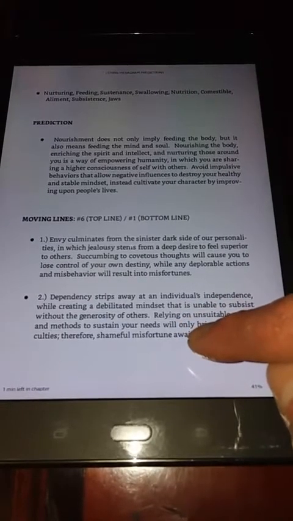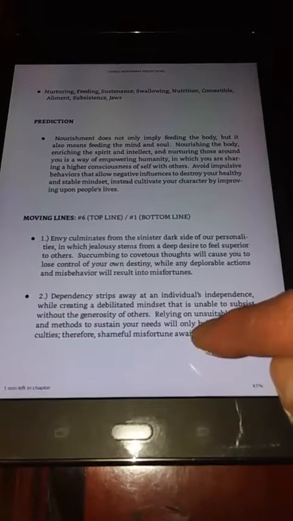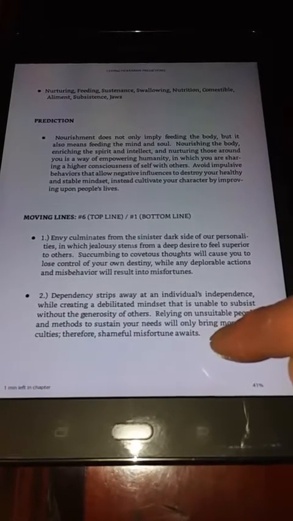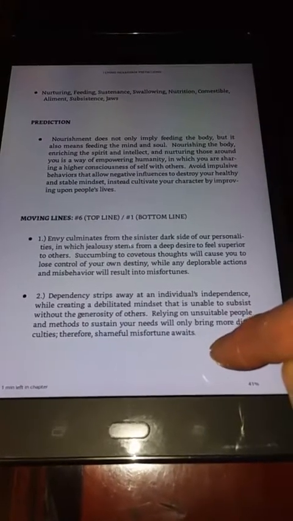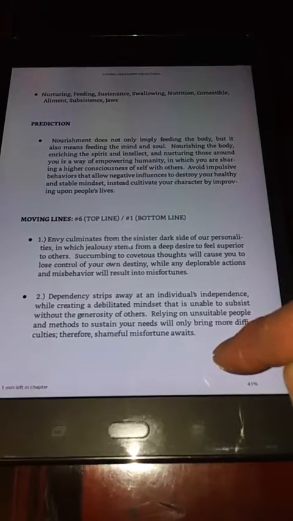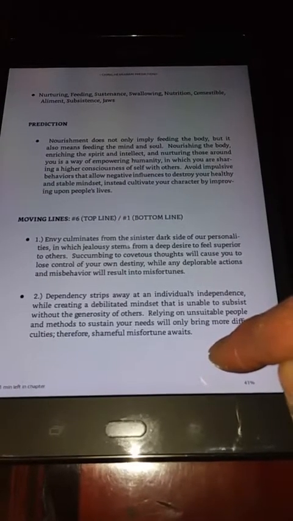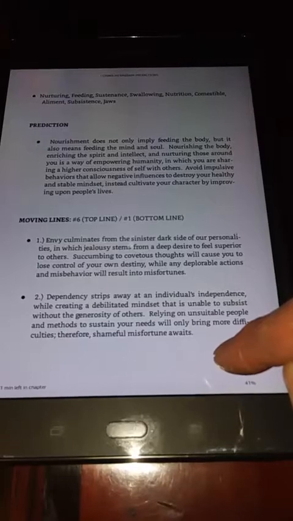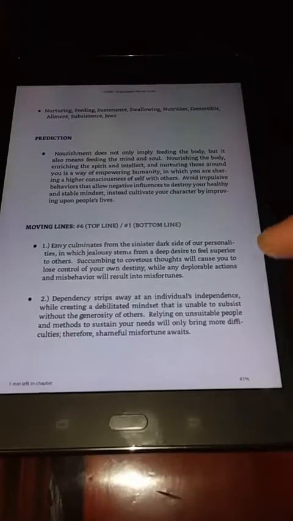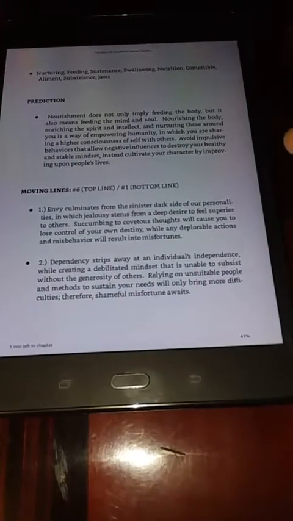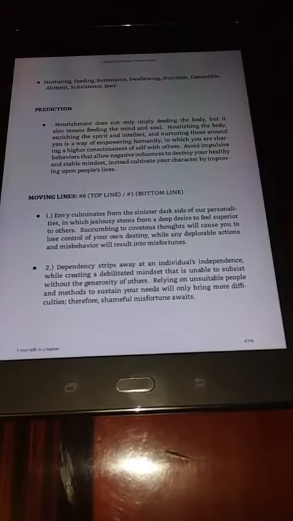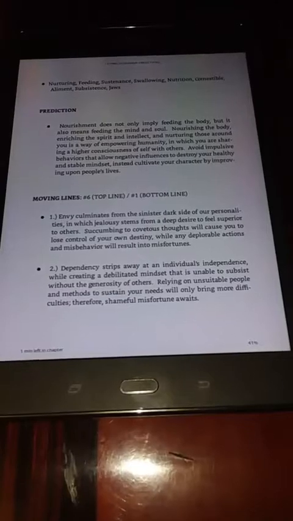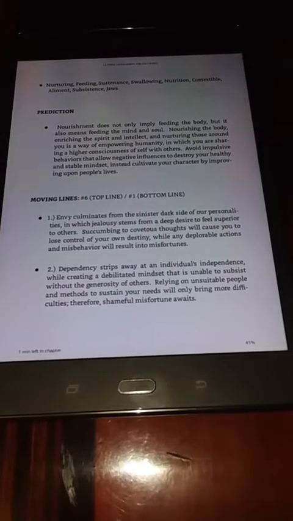Number 2, dependency strips away at an individual's independence while creating a debilitating mindset that is unable to subsist without the generosity of others. Relying on unsuitable people and methods to sustain your needs will only bring more difficulties. Therefore, shameful misfortune awaits. Okay, so that's basically saying being overly dependent on people creates misfortune, okay? And that's understandable. Most people would understand that.